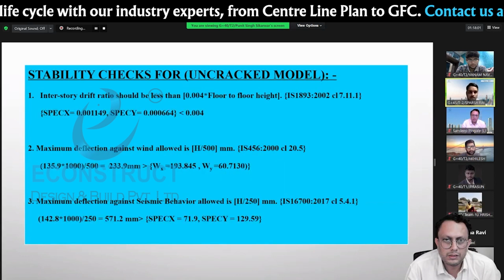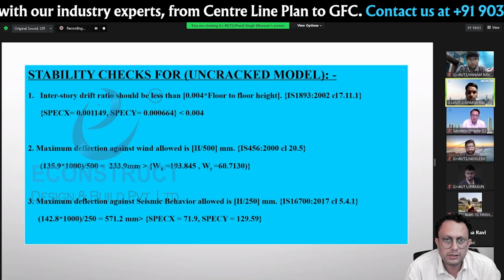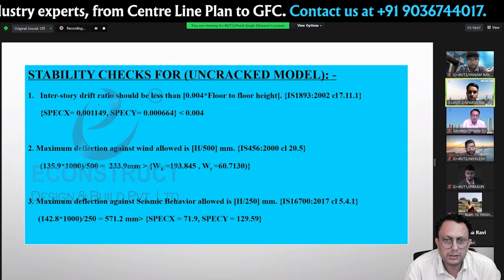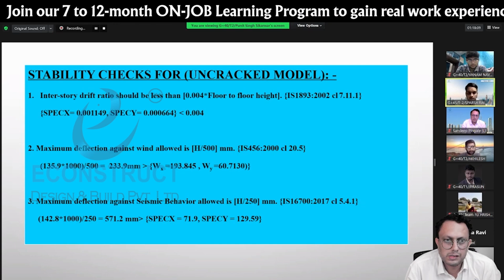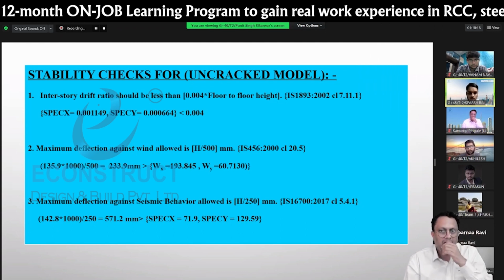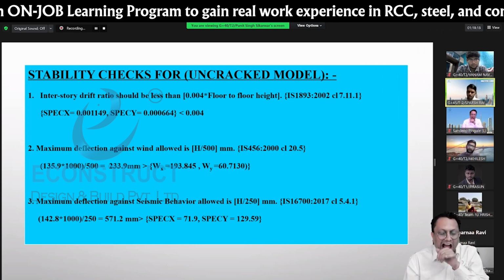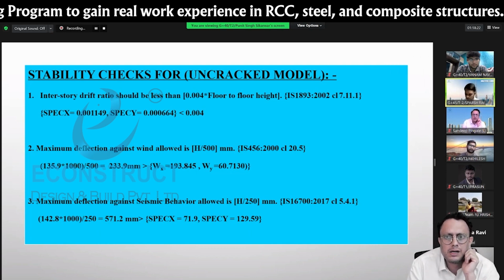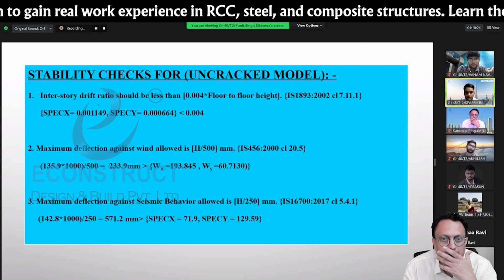Next slide, please. Moving on to the stability check of the uncracked model. The interstory drift ratio, the wind deflection and the earthquake deflection are well within the safety criteria. The maximum allowable seismic deflection is 571, and in the uncracked model we are getting around 193.